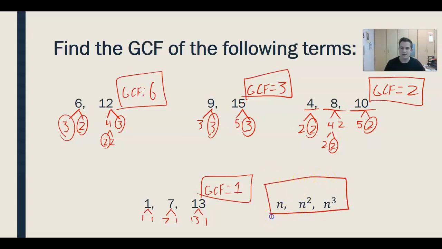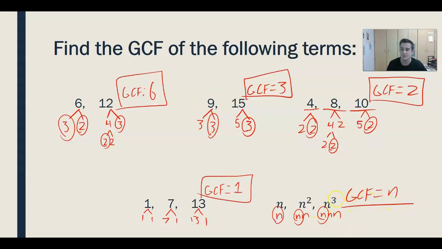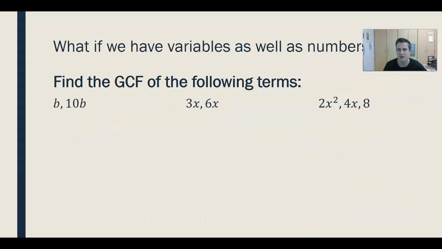So what about this situation? If you remember back when we were simplifying square roots, we sometimes had variables. We had x's and y's and n's. So I'm going to write this the same way. I have one n here, I have two n's here, and I have three n's here. I have one n that's in common in all of them, so my greatest common factor is n. Okay. So that's how I find the greatest common factor of a set of terms.